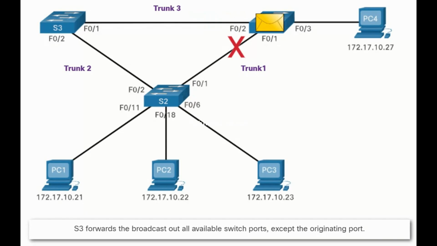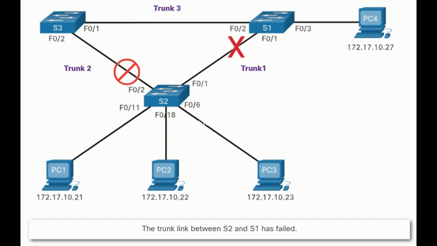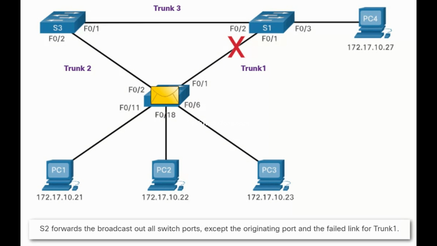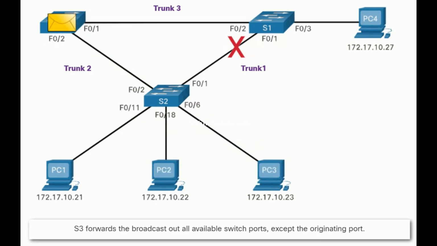But STP has a famous downside: speed. When a link fails or the topology changes, STP ports must go through a series of states, from blocking to listening, to learning, and finally to forwarding. This process can take 30 to 50 seconds. That's a long time for modern applications. Voice and video traffic will drop, and users will definitely notice. This slow convergence led to the need for something faster.